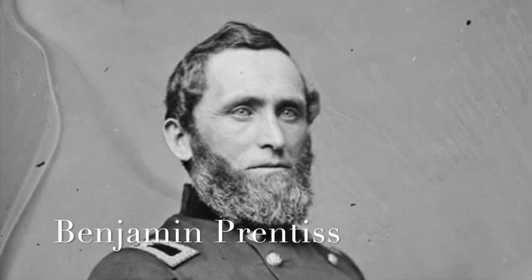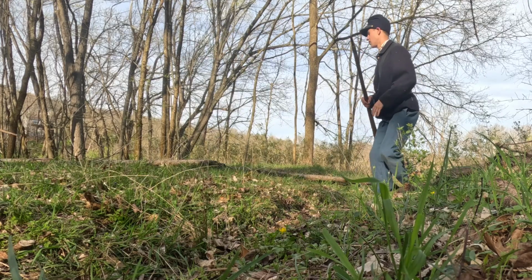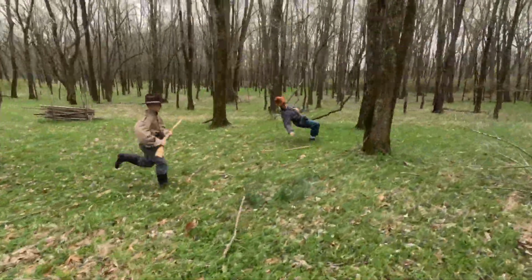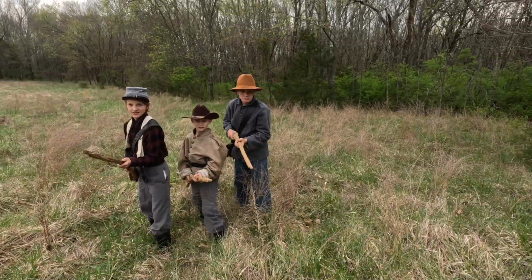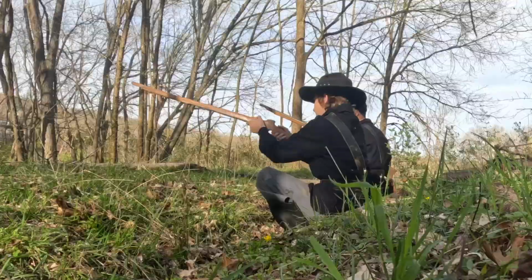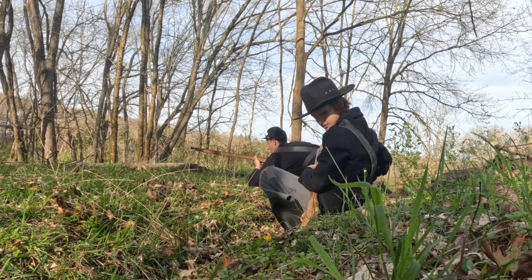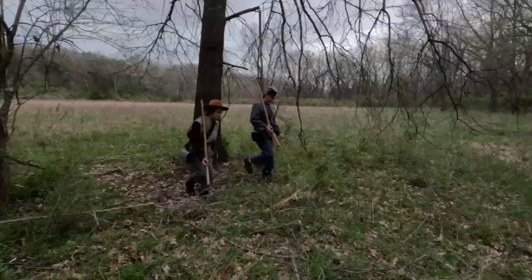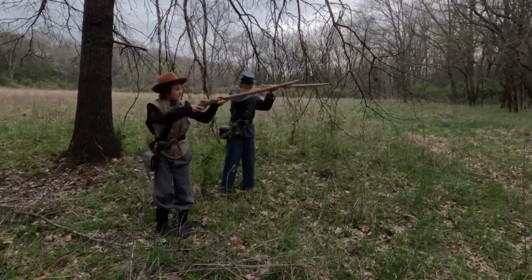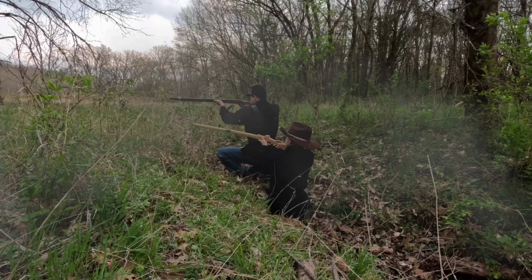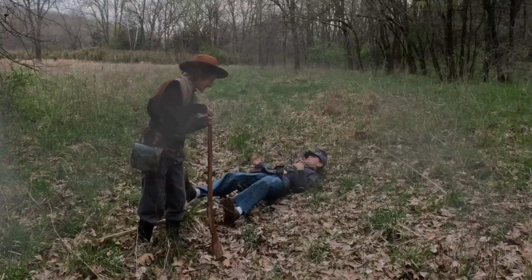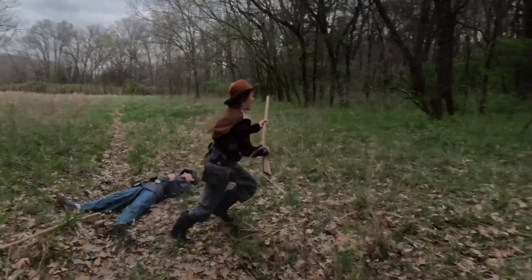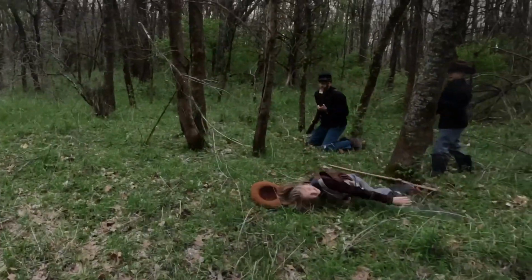However, on the Union left, Benjamin Prentiss is able to pull together a defense along a sunken road. This position halts the Confederate advance in its tracks. Throughout the remainder of the morning, the Confederates, primarily under General Braxton Bragg, launch repeated piecemeal assaults on the Union position and get nowhere. The Union position soon becomes known by Confederates as the Hornets' Nest.